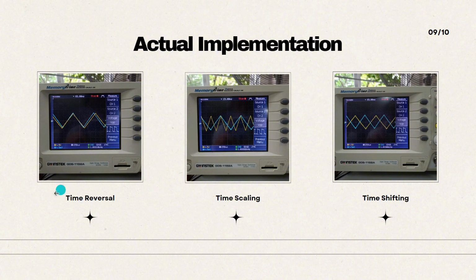On the left, we have time reversal. Notice how the triangular wave is mirrored along the vertical axis. This is achieved by reversing the time variable, effectively playing the signal backwards.